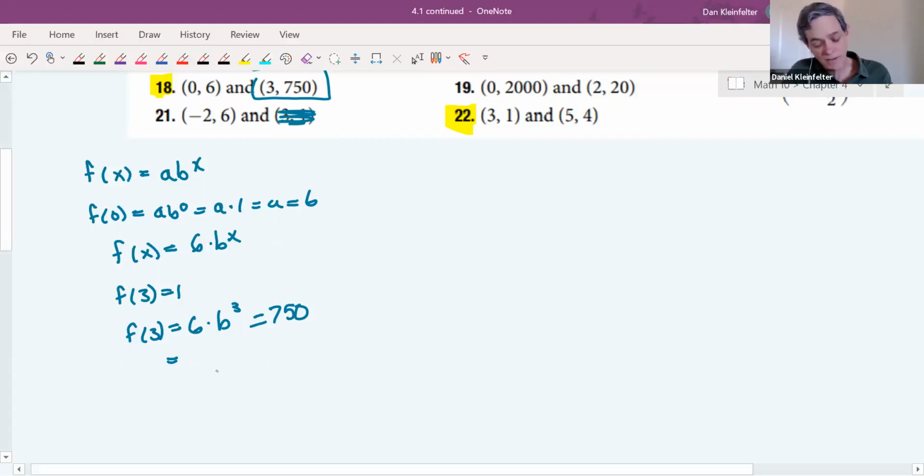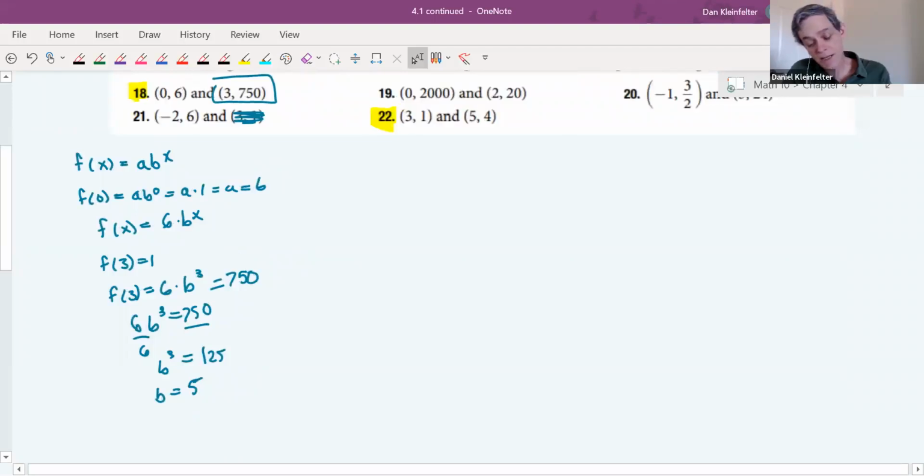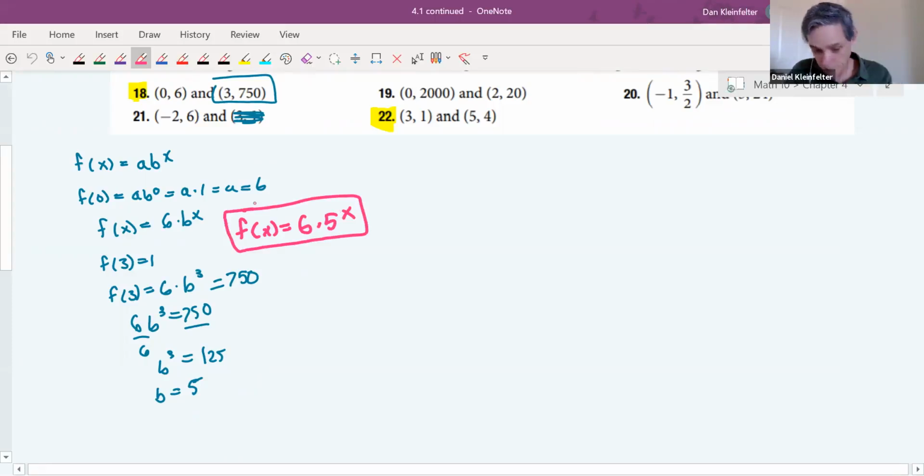So 6b cubed is 750. If 6b cubed is 750, we can divide through both sides by 6 and get b cubed is 125. And so from there, we'll have that b is equal to 5. Okay, now we have both a and b, so we're ready to write down our complete function. Our f of x is equal to 6 times 5 to the x. Okay, and that's our function for 18.